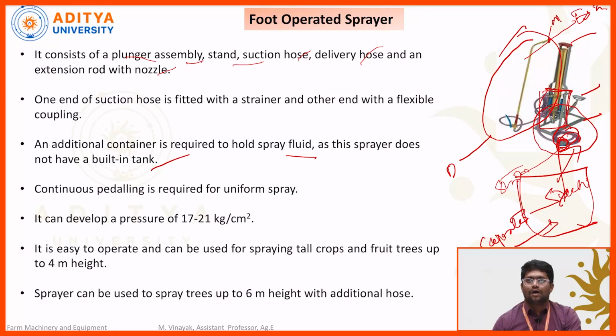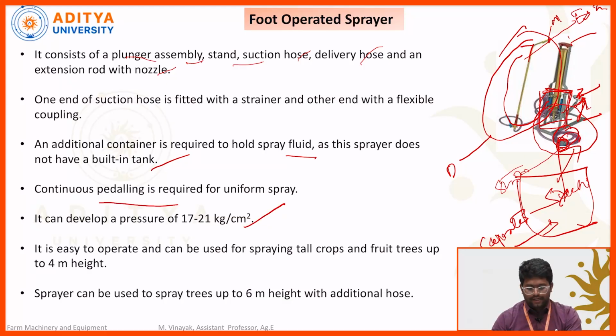So continuous operating of this foot stand. We need to pull and push using the foot, continuously operating this stand, so that we can generate the pressure in the plunger. The small droplets will be delivered into the spray lance with the nozzles. The operating pressure was 17 to 21 kg per centimeter square.